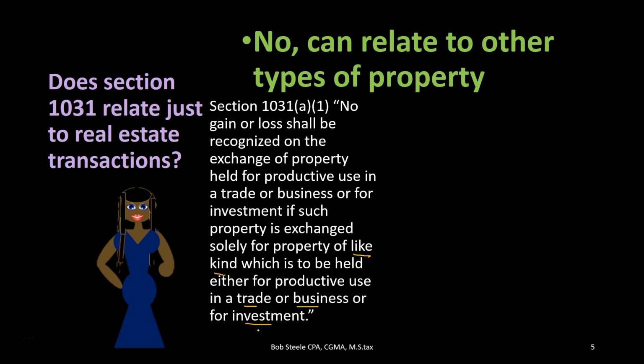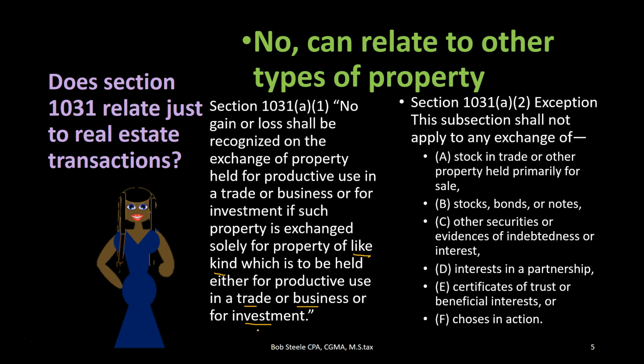Now, there are some things that are specifically excluded from a 1031 exchange, and that includes stock in trade or other property held primarily for sale, stocks, bonds, and notes. So if you're just doing stock trading, you can't generally reduce the gain by exchanging one stock for another. Interests in partnerships are another, as are certificates of trust and beneficial interests.